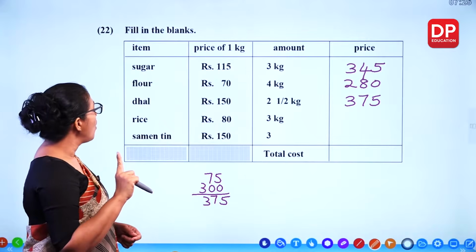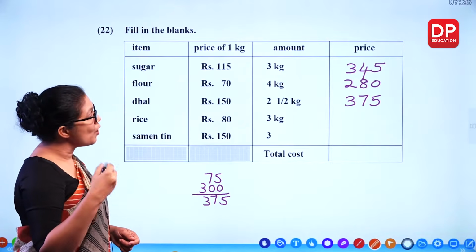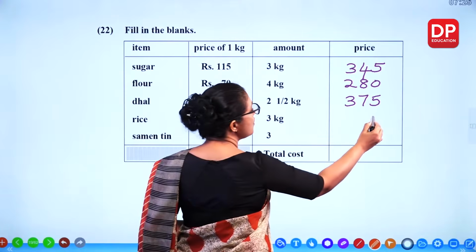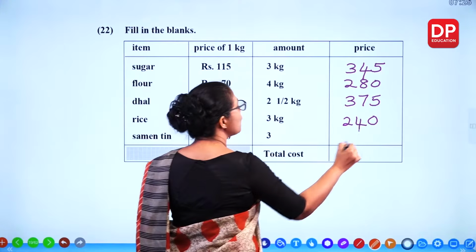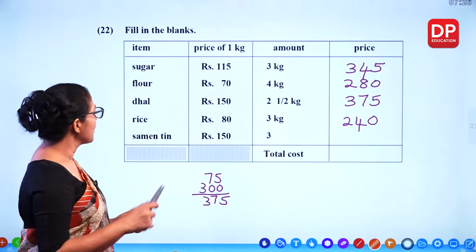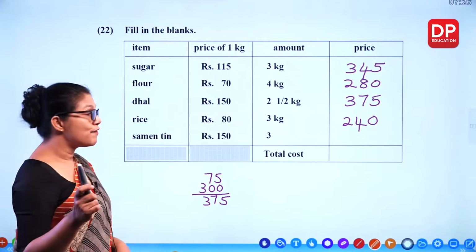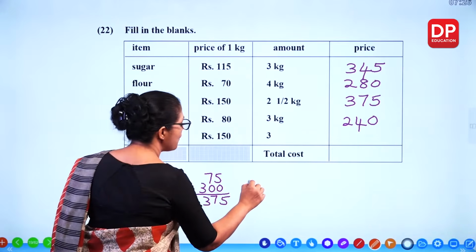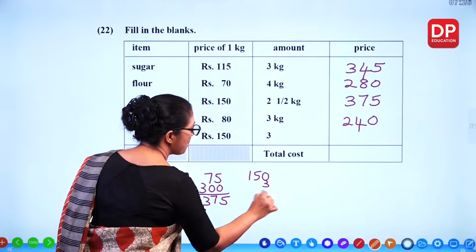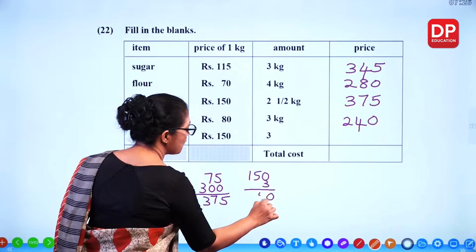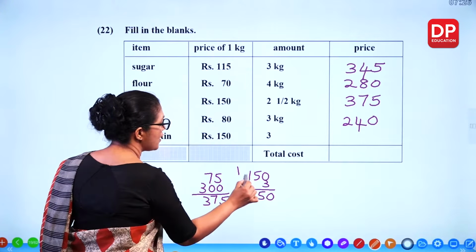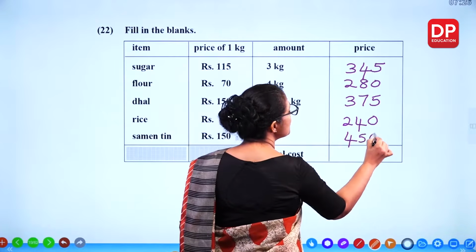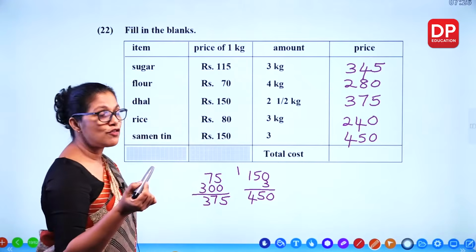1 kilo of rice is 80 rupees. And what about 3 kilos? Multiply by 3. 3 times 0, 0. 3 times 8, 24. What about this one? 1 salmon tin is 150. What about 3? So 3 times 150. 0. 3 times 5, 15. And 3 times 1, 3 plus 1, 4. 450 rupees.